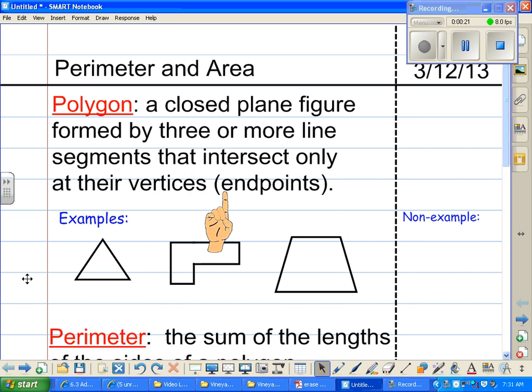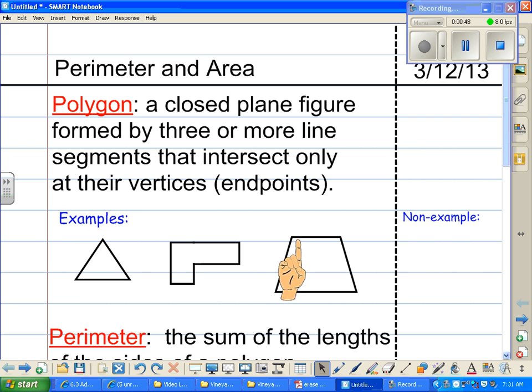their vertices or endpoints. What does vertices mean? Vertices are the points here. There's one, here's two, here's three on this triangle. This is definitely a polygon. Polygons could also mean something like this. It has vertices here, here, here, here, here, and here. That's definitely a polygon as well.